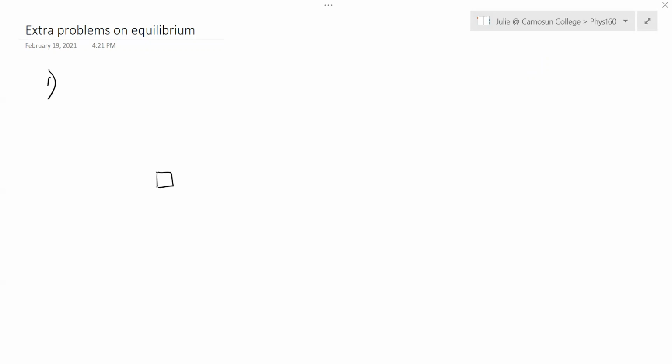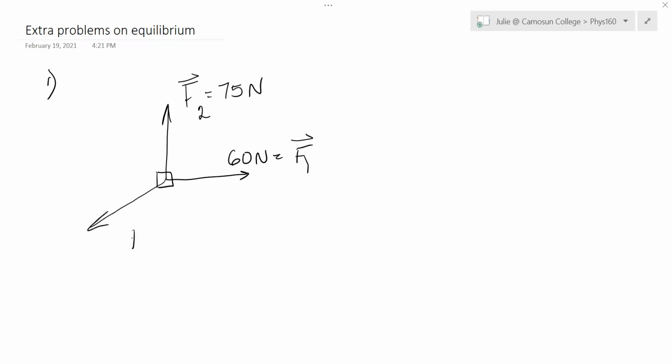One force is 60 newtons along the x-axis. So there's 60 newtons. I'll call that F1. The second is 75 newtons along the y-axis. Call that one F2. What is the magnitude of the third force? Okay, so there's a third force. Obviously, the third force has to be down here somewhere in order for those 3 to add to 0. And this is what we're trying to find.